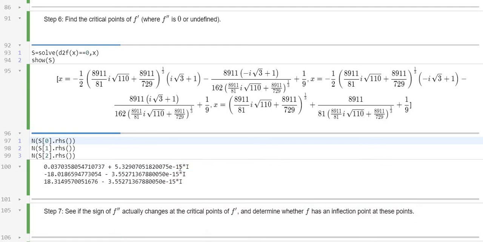E minus 15. That is scientific notation. That means take this number 5.32 and multiply by 10 to the minus 15 power. Now that means the number is not 5.3 but 0.0000000, 14 zeros and then the 532. So that is a very small number, very close to 0.